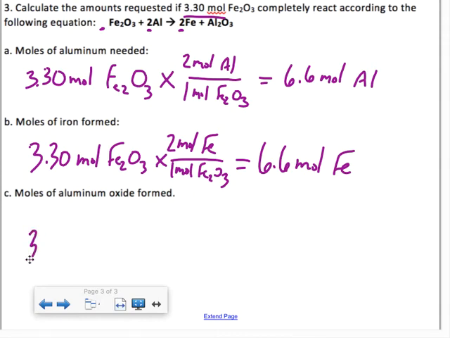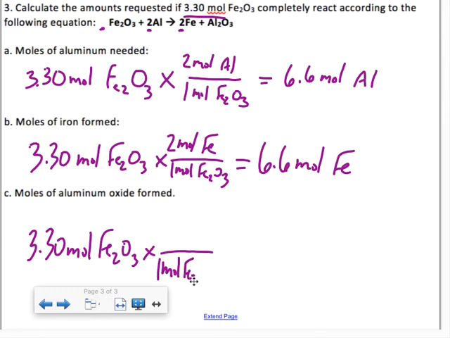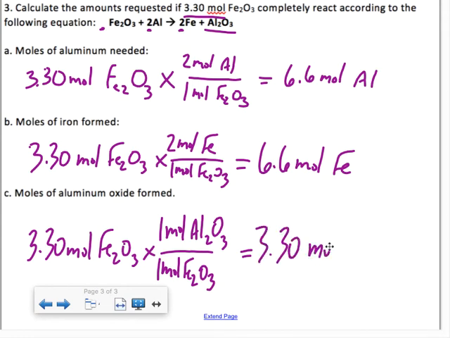Last one, moles of aluminum oxide formed. So you start with what you're given. Set up your mole ratio. I'm in iron oxide, so that's going to go on the bottom. It's going to be a 1 mole iron oxide. What goes on top? The element or compound you're trying to get to, aluminum oxide. Here's aluminum oxide. It's a 1 mole aluminum oxide. 3.30 times 1 divided by 1 is 3.30 moles of aluminum oxide.